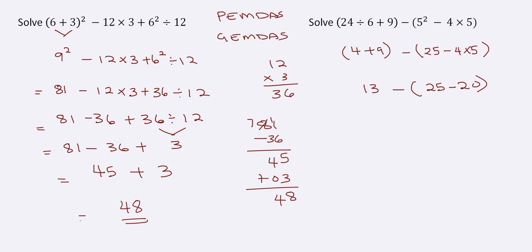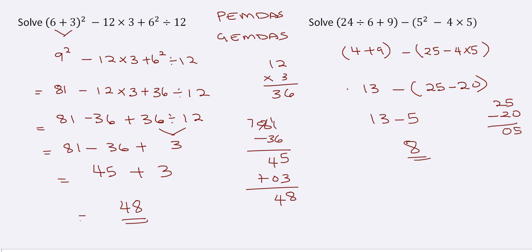And the reason why we do that is because multiplication comes before subtraction. So this is going to give us 13 minus 25 minus 20. 5 minus 0 is 5. 2 minus 2 is 0. So 13 minus 5, this is going to give us 8. Let's put our equal to signs over here.